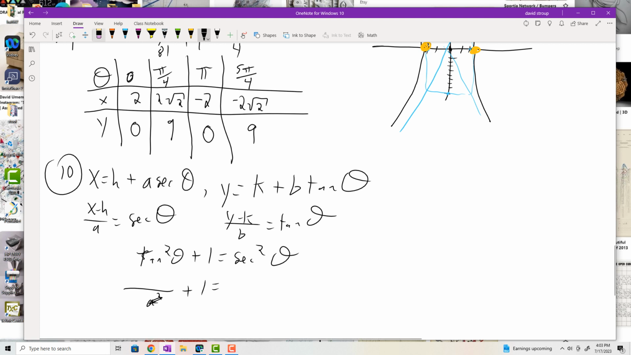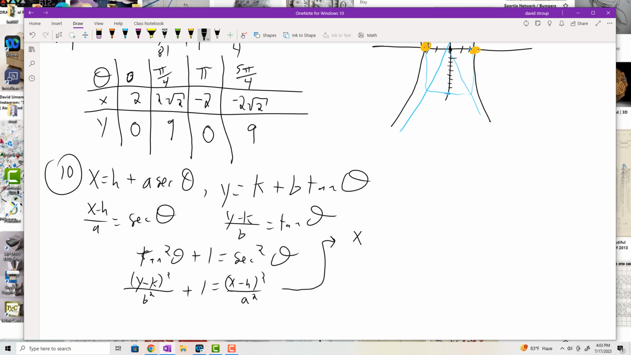Sorry, math meltdown. Y minus k, there we go, all over b, and then this thing is all going to be squared. And then on the other side, x minus h all over a squared. Some classes get really crazy with it and start forcing you to draw it with the other orientations. And usually it just comes down to maybe replacing theta with negative theta, which will accomplish what you're after.